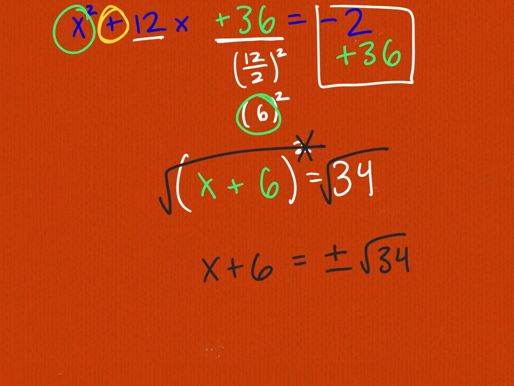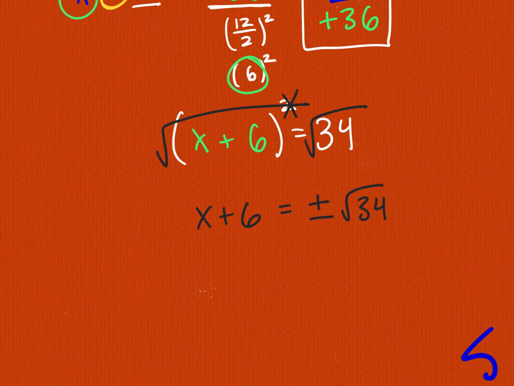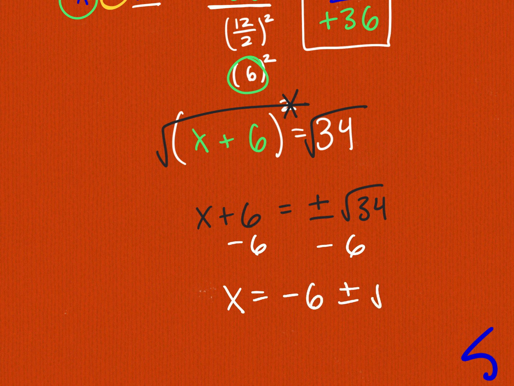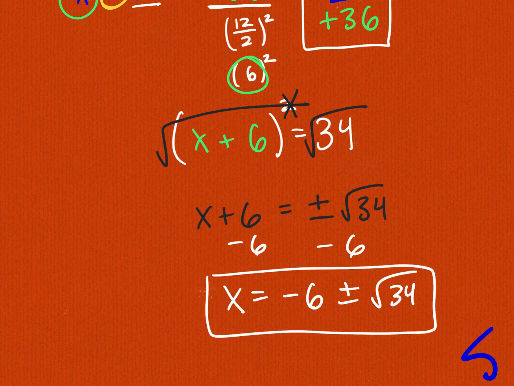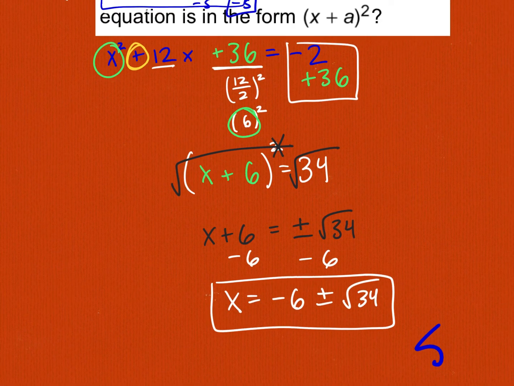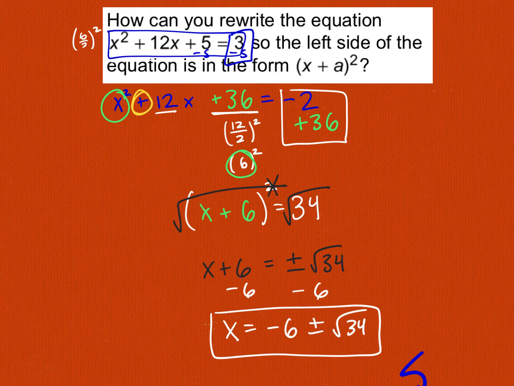Not yet. I need x all by itself to be done. So what do I have to do to move that plus 6 to the other side? Subtract 6. So x is equal to negative 6 plus or minus square root 34. You can't add these two together because one of them is a square root, so you just leave your answer like this. So we can't combine.